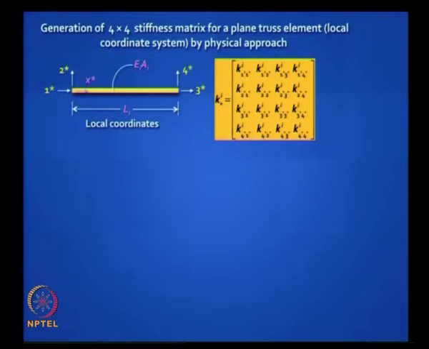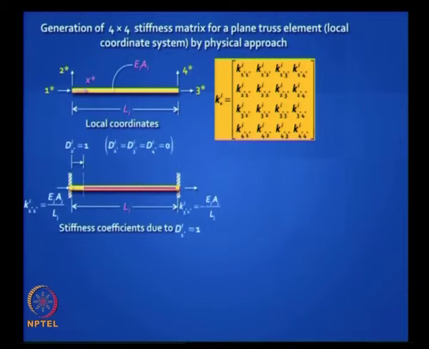Which one will you apply? So d1 star equal to 1. Can you draw a sketch? It will look like this. You just have to push it horizontally. You have an element d1 and all the others are restrained, right? What is the force you need to push it? EA by L, actual stiffness.